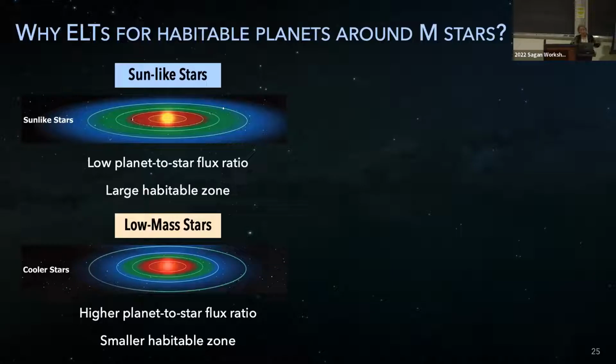But the habitable zone is further from the star. That's good for direct observations. In the low-mass case, it's flipped. The planet-to-star flux ratio is higher than it was before. It's still small, but it's higher than it was before, but the habitable zone is smaller and closer into the star.